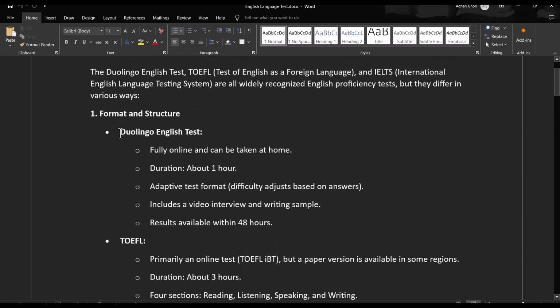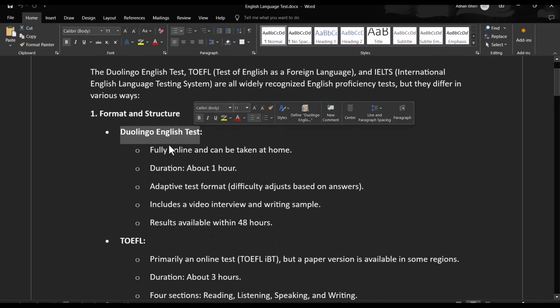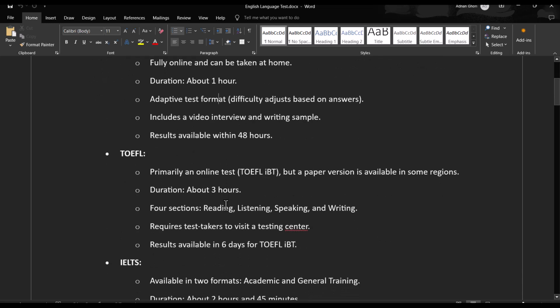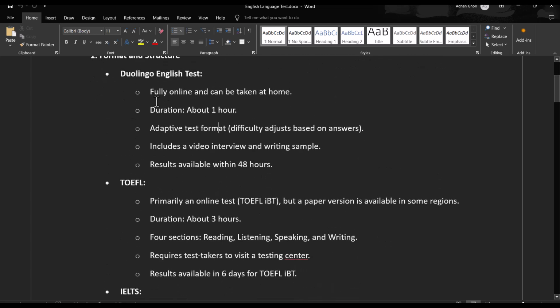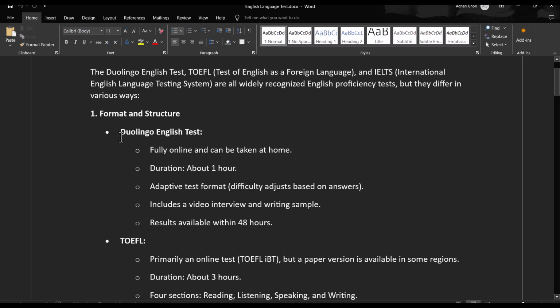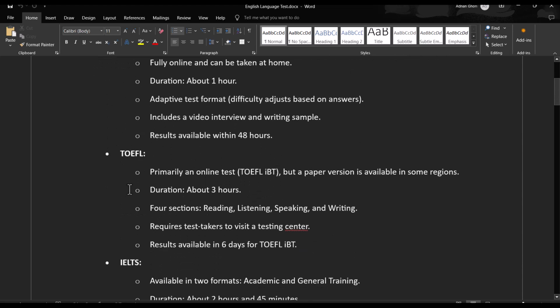IELTS is also a bit expensive. So people usually nowadays are preferring the Duolingo English test, which can be done very easily, and you can practice and study online at home at your own convenience. You don't need to go anywhere. And once you have this test with you, the university has a much better chance of enrolling you for their particular course.